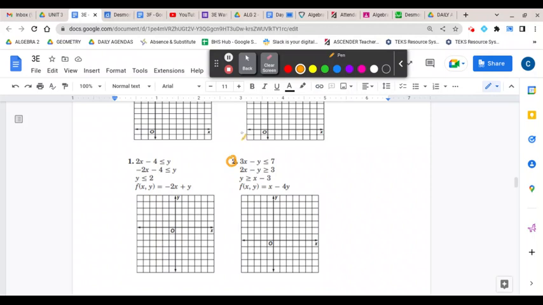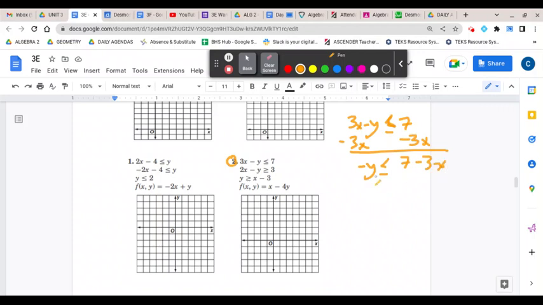So first thing, we have to get y by itself in all these things here. So we have the 3x minus y is less than or equal to 7. A couple of ways we can get y by itself. We could move the 3x and divide and then switch the sign. So we can minus 3x and minus 3x. So now we have negative y is less than or equal to 7 minus 3x.